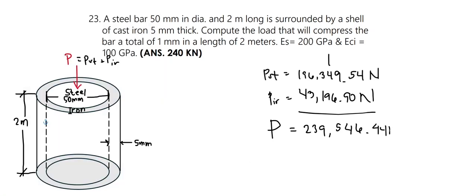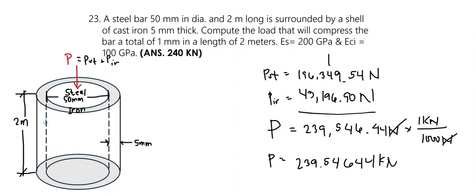239,546.44 newtons. Or we can convert this into kilonewtons by multiplying by a conversion factor of 1 kilonewton per 1000 newtons. Newtons will cancel, we get P equal to 239.546 kilonewtons, roughly equal to 240 kilonewtons. And that is our final answer.